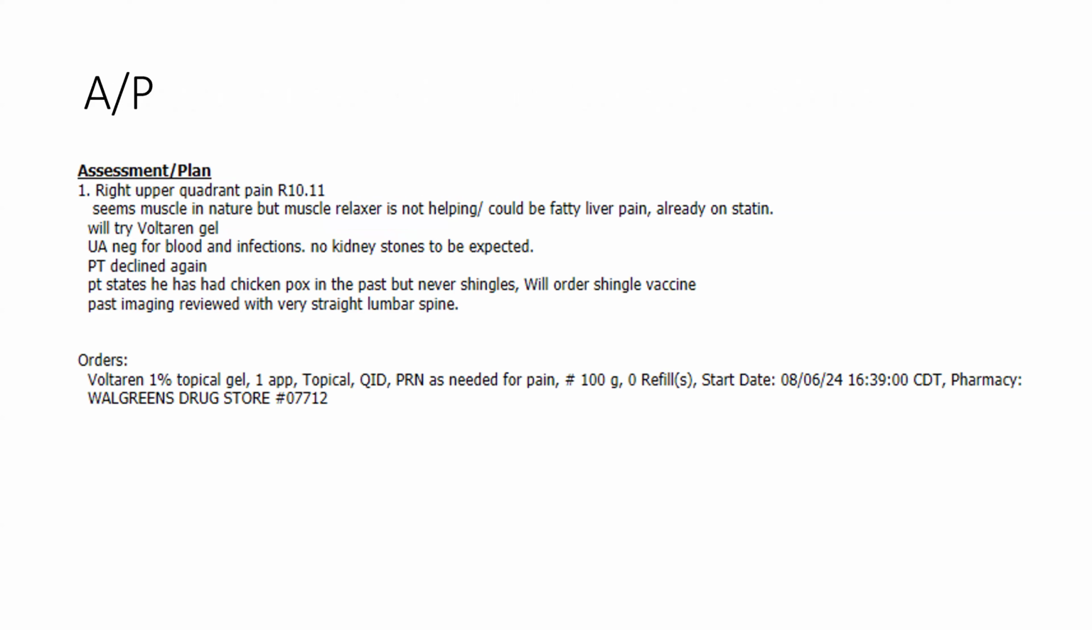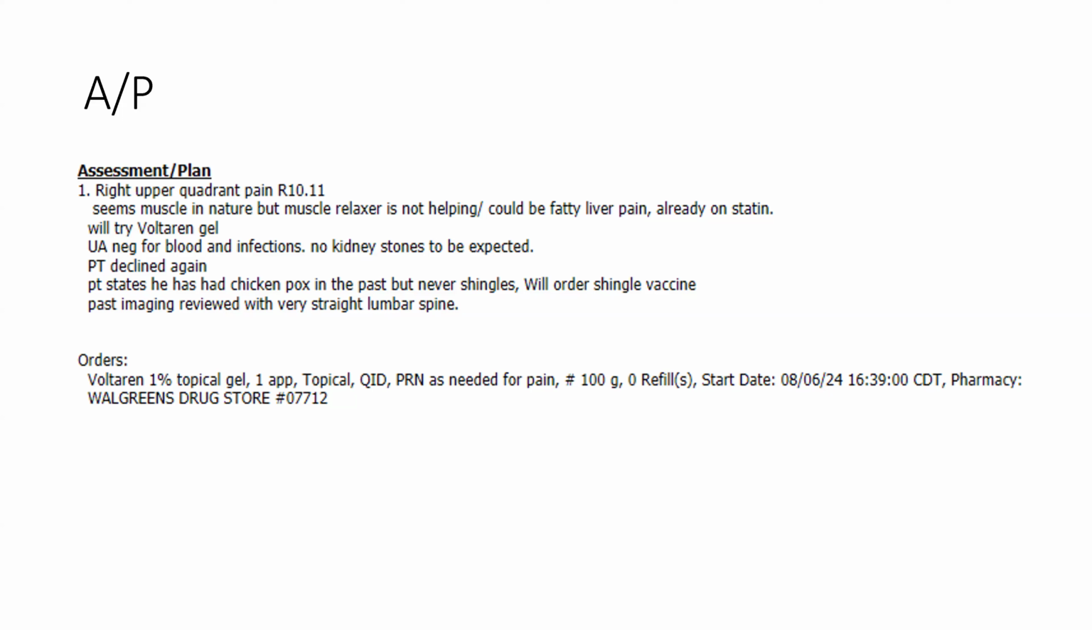Yeah, so now there's no lab, so the UA, that's all that's in the note, is that statement there. They didn't even say if there was a dipstick or results, previous labs that they reviewed or anything. We kind of ignored the imaging. Past imaging reviewed, very straight lumbar spine. Which images? Is it the last visit's images, or images from 2 years ago?